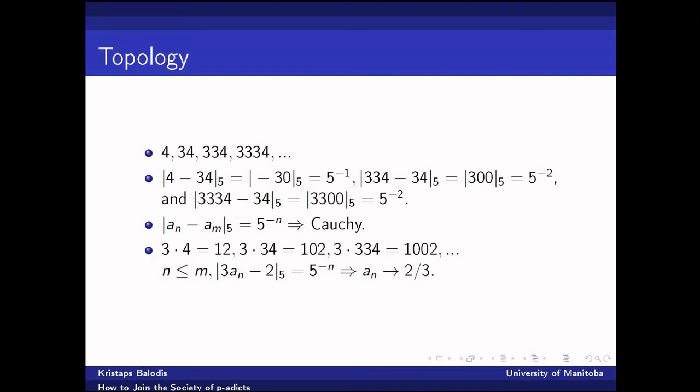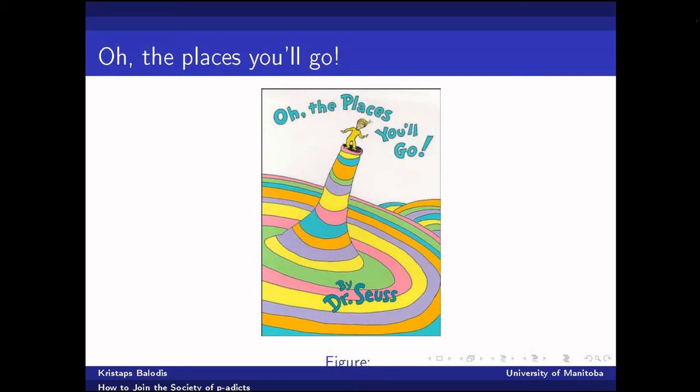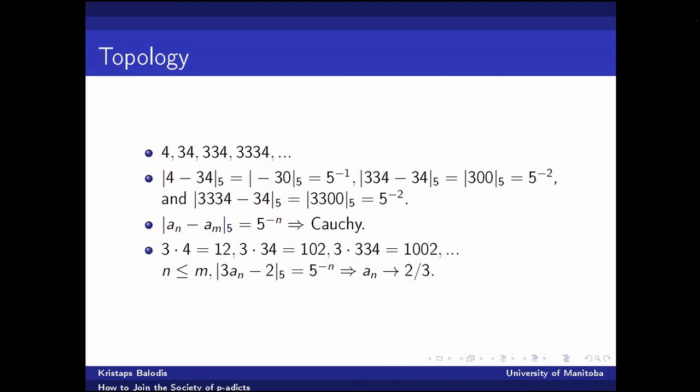In particular, if we notice each of these terms, if one were to multiply it by 3 and subtract 2, well, as you can see in this example up here, 3 times 4 is 12, 3 times 34 is 102, etc. This will always be divisible by 5, and in fact, with every successive term, it'll be divisible by higher and higher powers of 5. So, taking 5 to the negative n, this tells us that the sequence 3 times a sub n minus 2 converges to 0, and therefore a sub n must converge to 2/3.